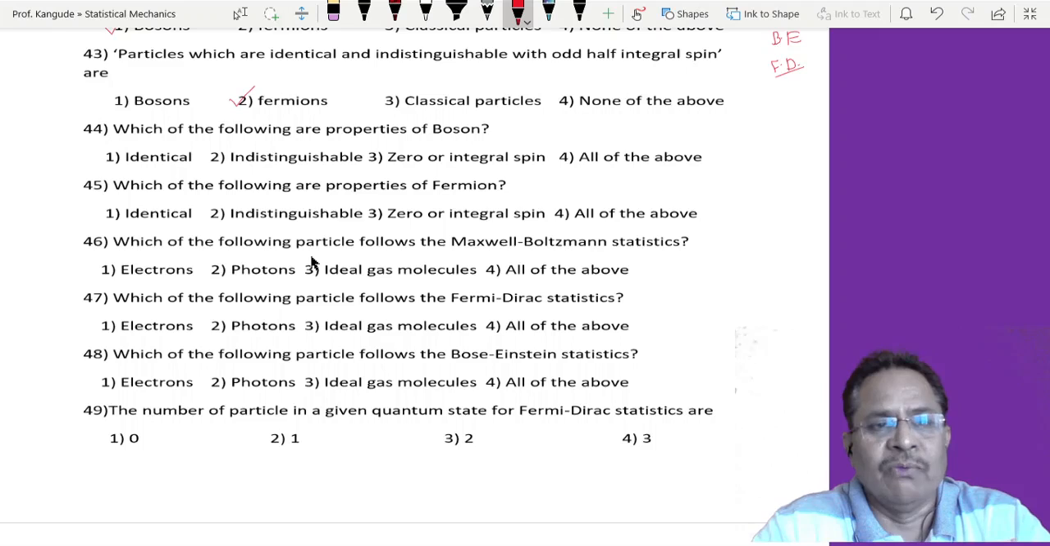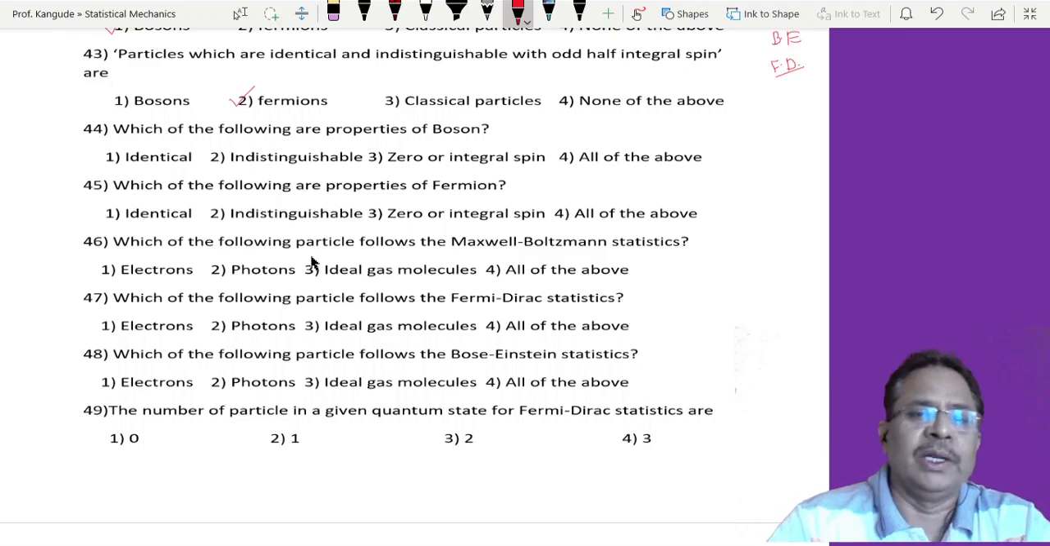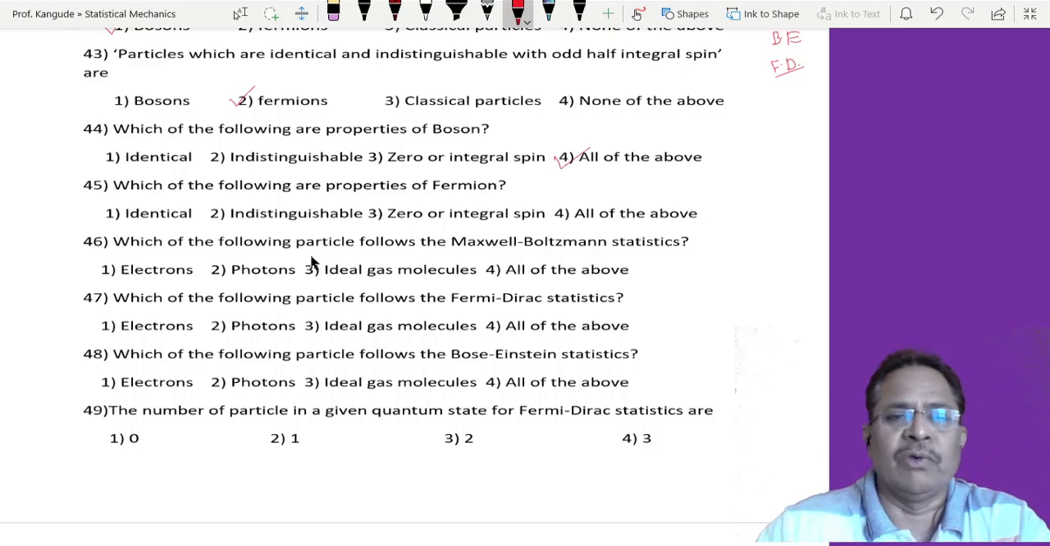Then question number 44, which of the following are properties of bosons? So they are identical, they are indistinguishable, they have 0 or integral spin. So all these three are the properties of this boson type of particles or classification. So option 4 is the correct option for question number 44.